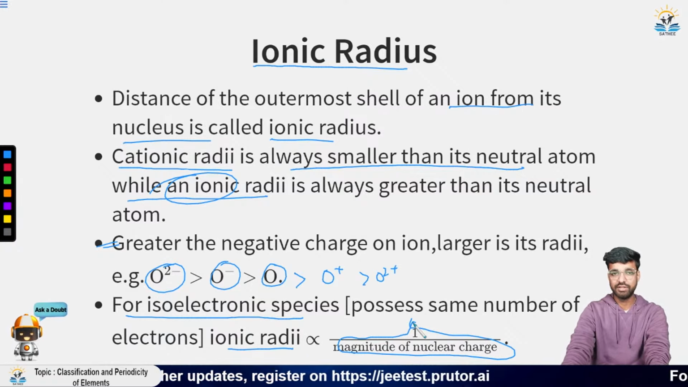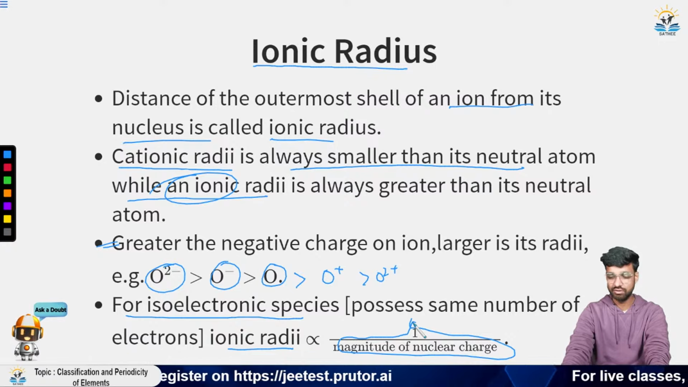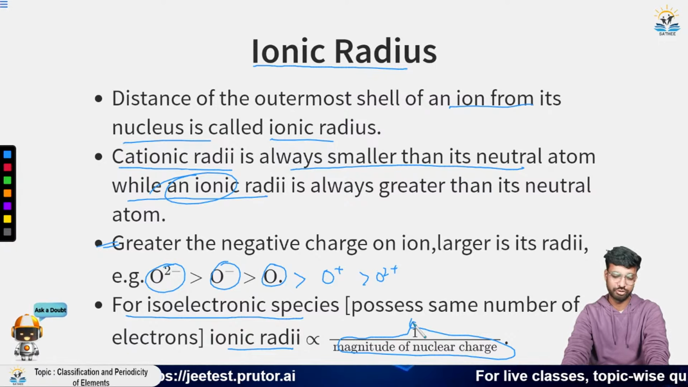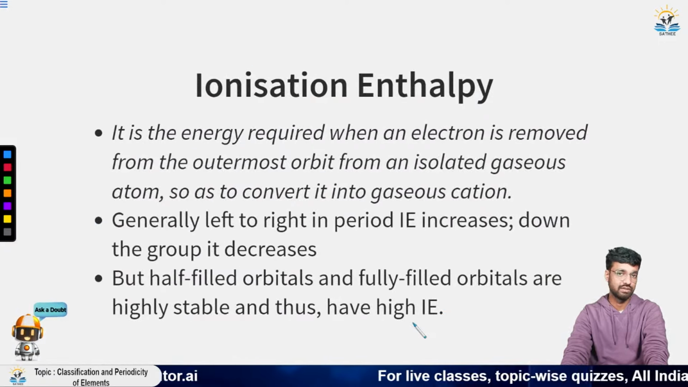Now, what are isoelectronic species? Isoelectronic species are those that have the same number of electrons. Those are called the isoelectronic species.